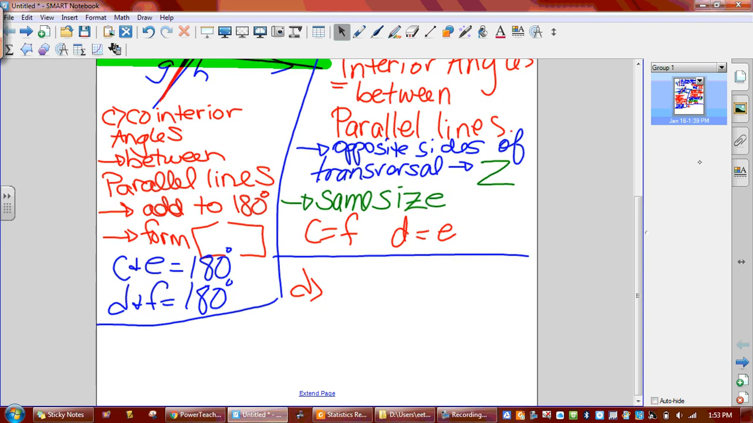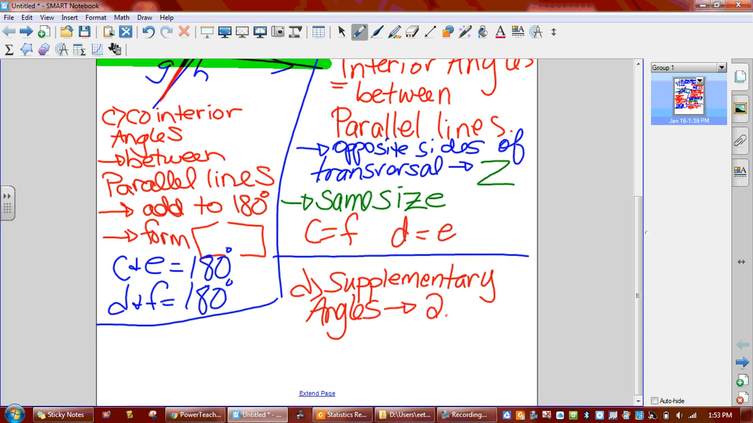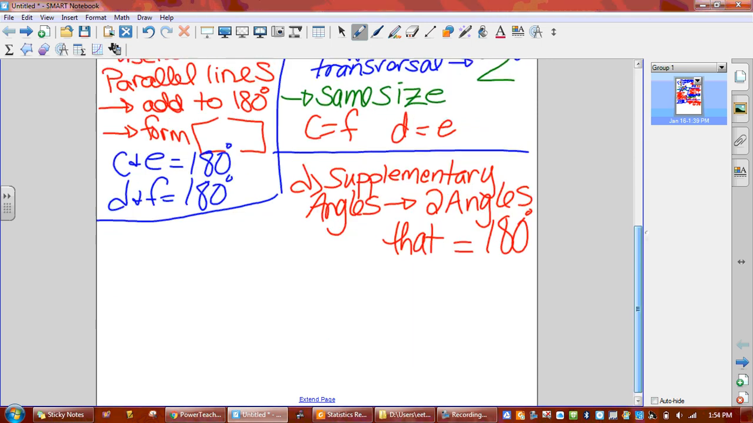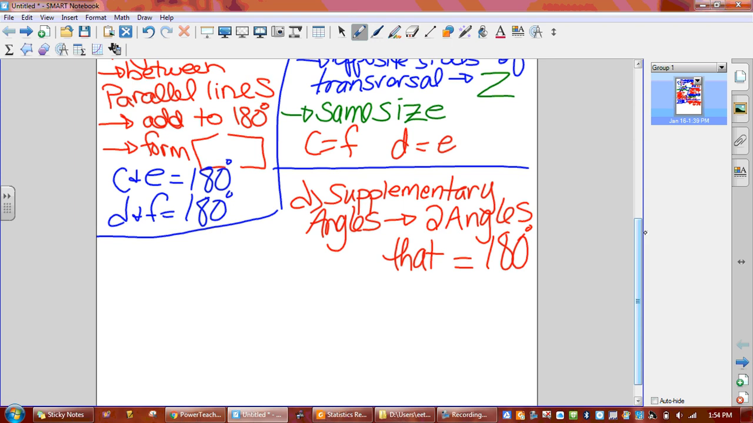Okay, so we have one last one on here, and that's supplementary angles. So supplementary angles are two angles and only two angles that add to equal 180 degree straight lines. So they form a straight line. Okay, so that's what happens. Supplementary angles add to a straight line. And when we go up to our diagram, I'll show you examples of that in a moment. Okay, so please just write those down right now.